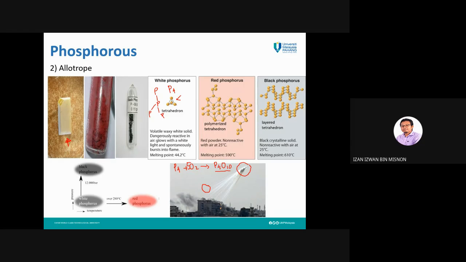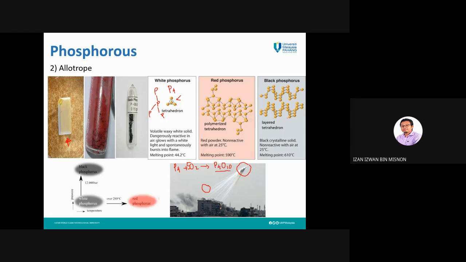Okay. The second allotrope is red phosphorus. It is a polymerized tetrahedron. So the tetrahedron from white phosphorus is rearranged into a polymerized condition. It is red in color, non-reactive with air at 25 degrees C, but reactive at high temperature. For red phosphorus, the melting point is 590 degrees C.